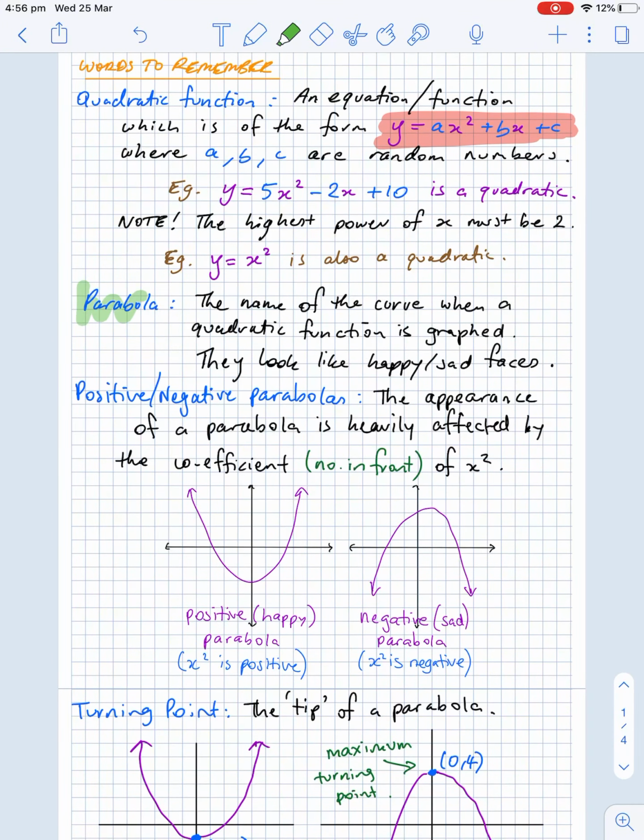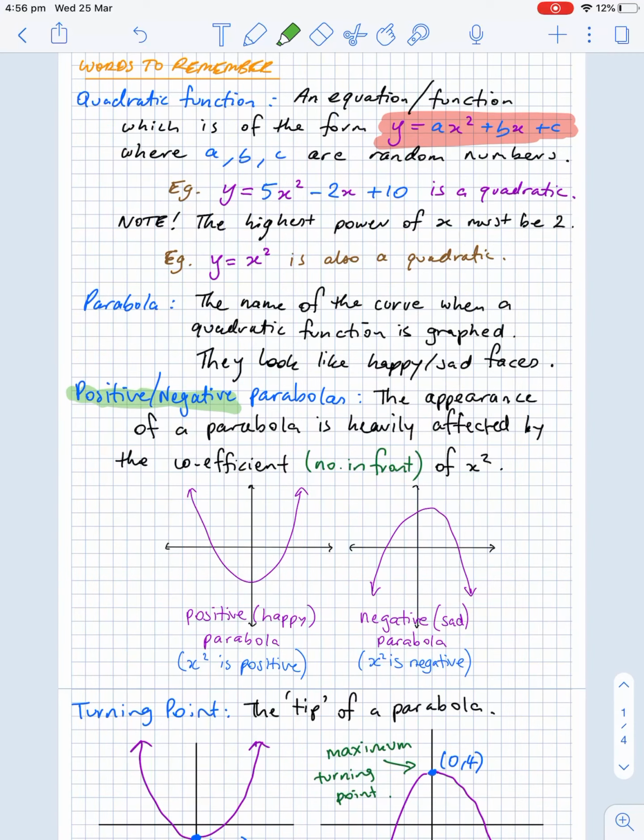Okay, next up, you need to know what a parabola is. A parabola is the name of the curve when a quadratic function is graphed. They look like happy or sad faces. So if you get a quadratic function and you want to graph it, it should look something like a happy face or a sad face, and these curves are called parabolas.